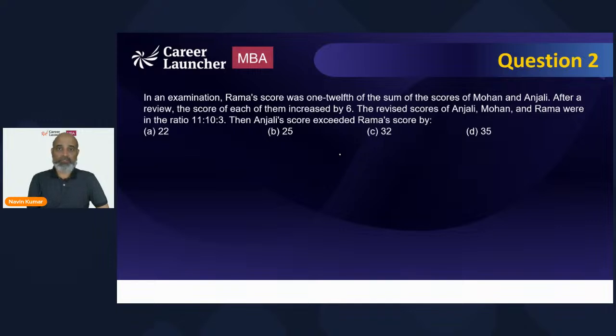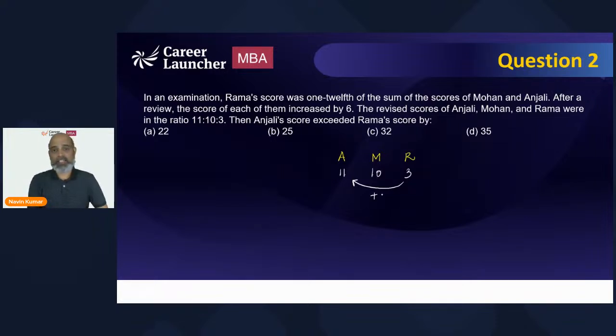Okay, so we have Anjali, Mohan, Rama. Their scores are given to us in the ratio of 11 is to 10 is to 3. Now, the question asked is Anjali's score exceeded Rama's score by. So, how many marks is Anjali's score greater than Rama's?